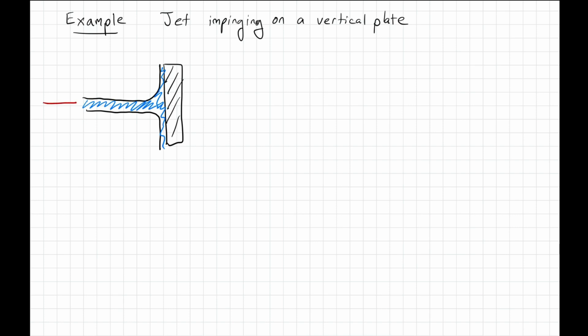Let me get a different color here. I'll call the velocity v, and let's say that the cross-sectional area of the jet is A. It's really meant to be water, but let's give it a density rho, and outside of that there's air, let's say. So I'll specify that the pressure outside of that is P sub A, for atmospheric pressure.